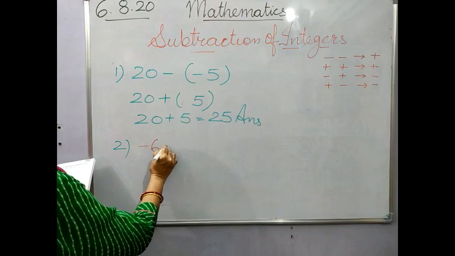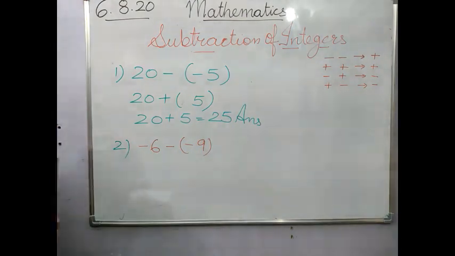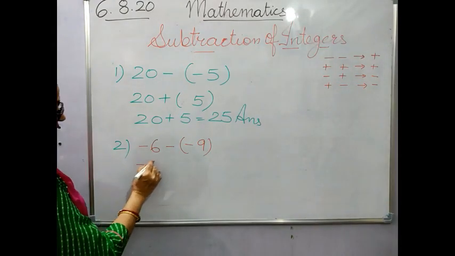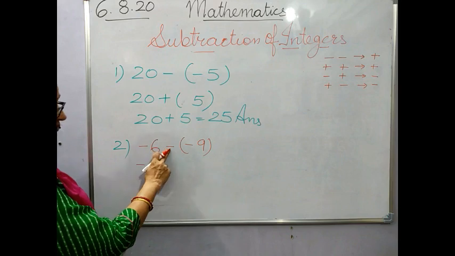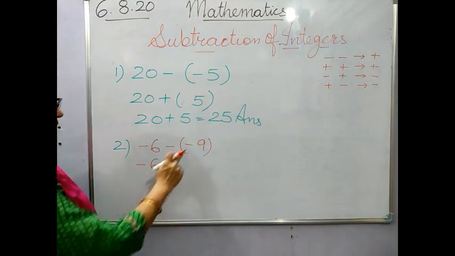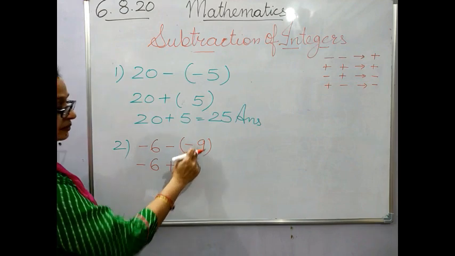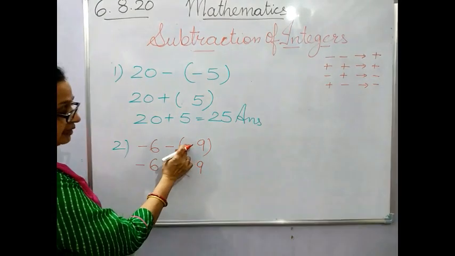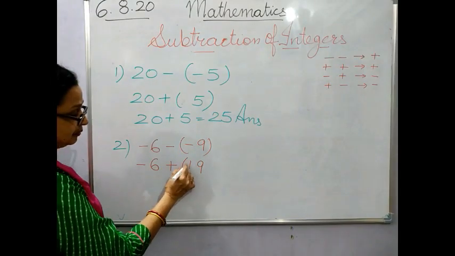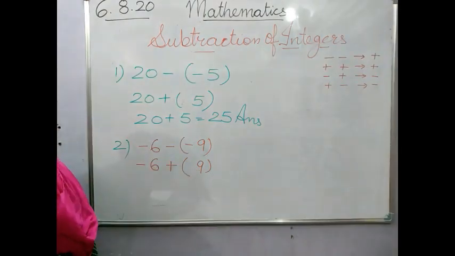See the other example. Minus 6 minus 9. No bracket here. First of all, we solve the brackets. This sign of subtraction, that is minus, will be changed to plus. Here in the bracket it will be the additive inverse. Additive inverse means the digit will be the same but the sign will be different. Here it is minus, so here it is plus. I'll put plus. Even if you don't put it, it's well and good.